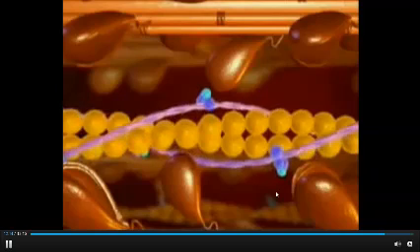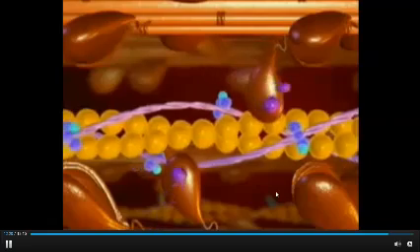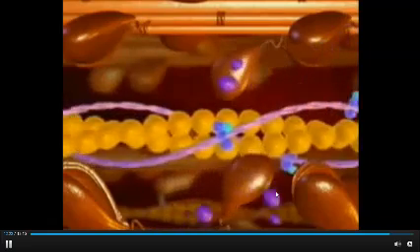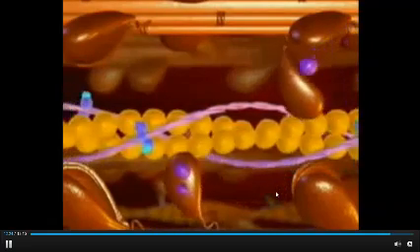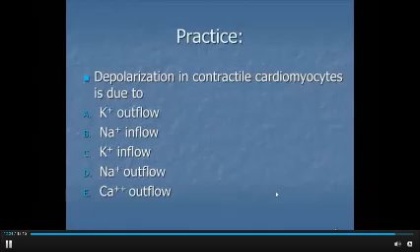Myosin ATPase on the myosin heads then hydrolyzes ATP, thus providing the requisite energy for the myosin cross bridge to interact with the thin filaments and pull the thin filaments towards the center of the sarcomere in a ratchet-like fashion. In this sequence of the normal heart, we have reviewed the process of excitation-contraction coupling.